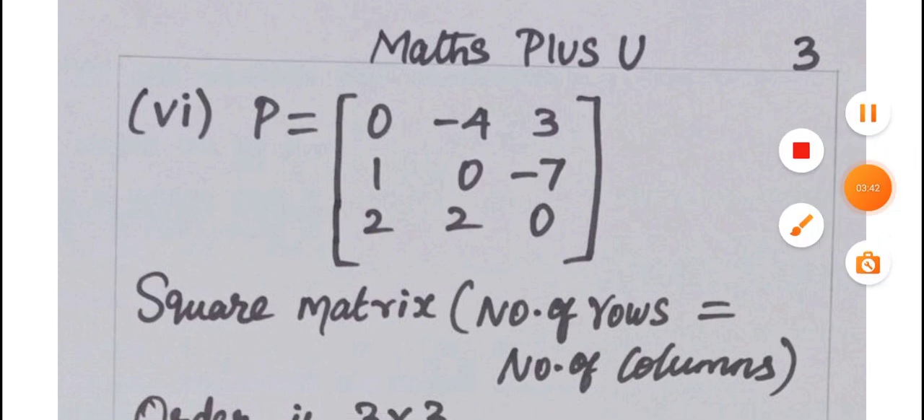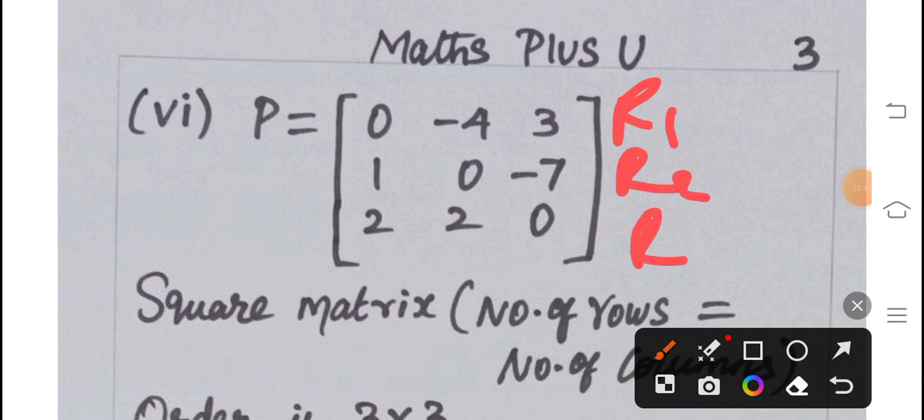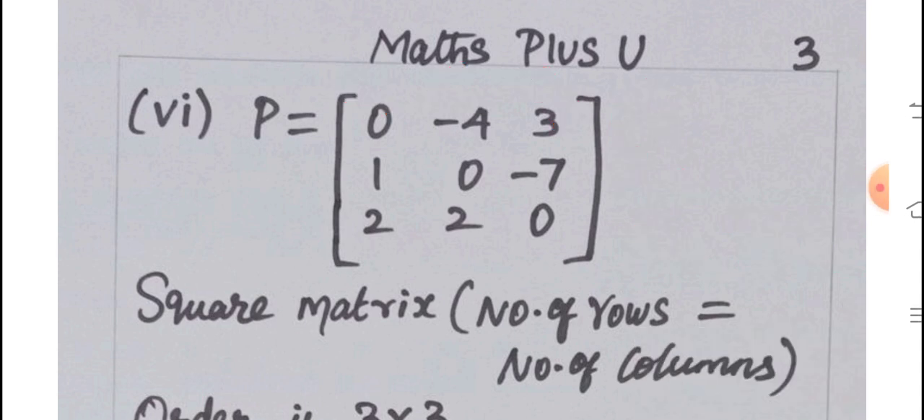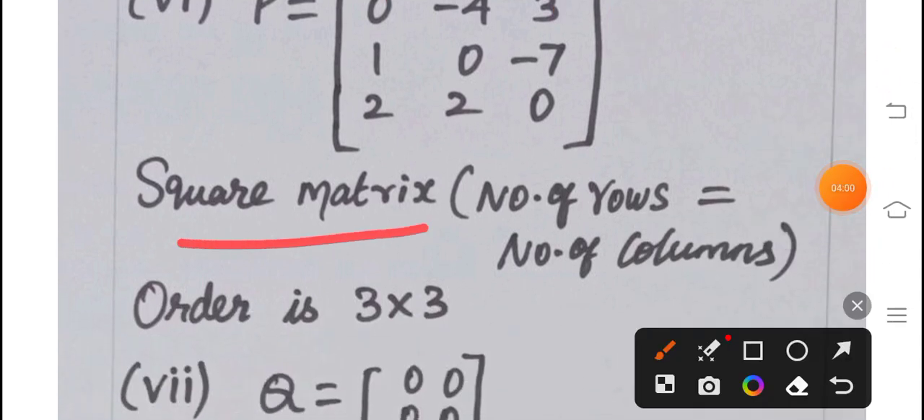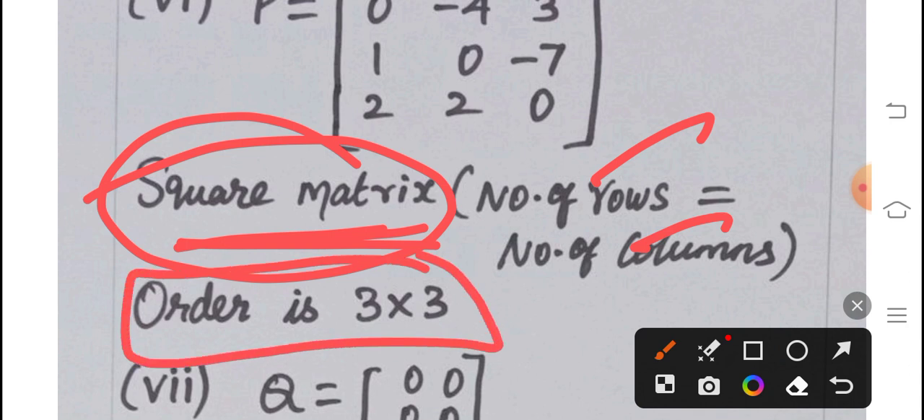Then go for the sixth subdivision. How many rows do you see? You have 3 rows. How many columns? 3 columns. So 3 by 3. What matrix is this? A square matrix. We call it a square matrix when the number of rows equals the number of columns. I hope you know the kinds of matrices, then it will be easy. The order is 3 by 3.